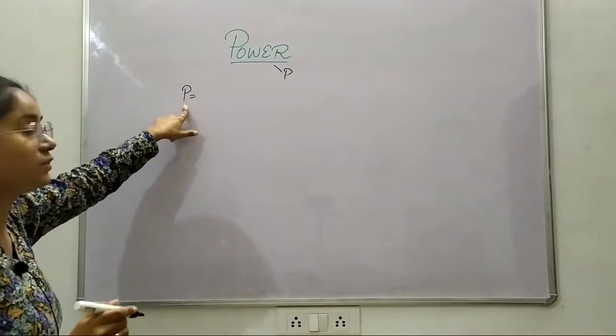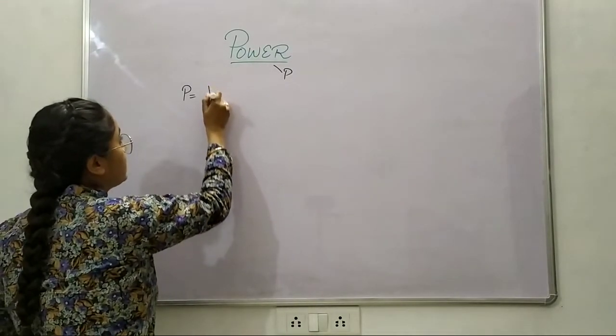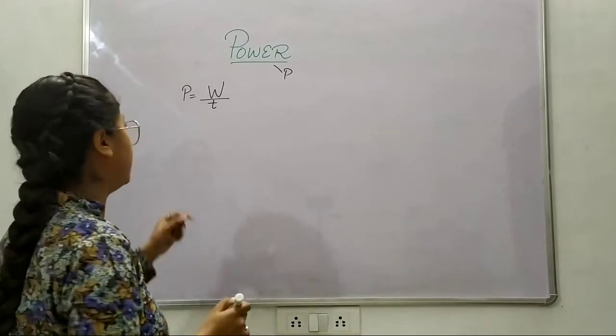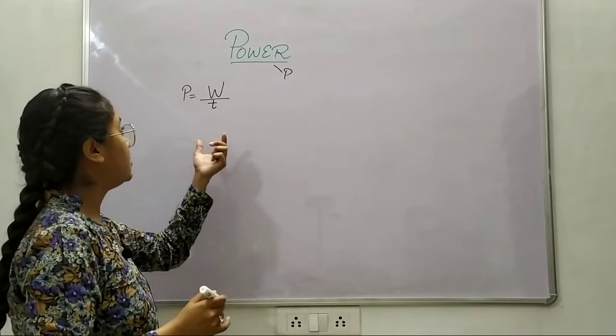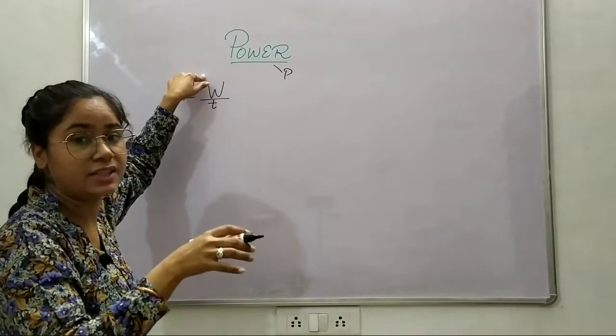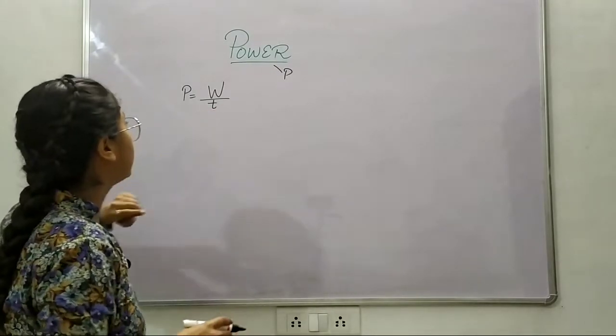So P, which stands for power, is equal to the rate of doing work. That means work done over time taken. That means the power of an agent is what amount of work that agent has done in what time. So that is the power.